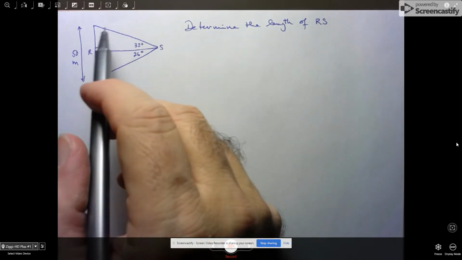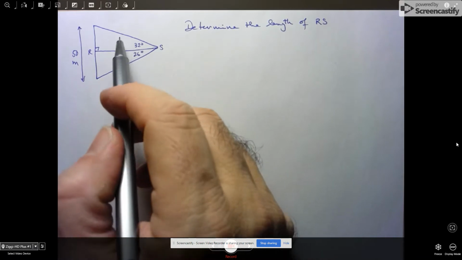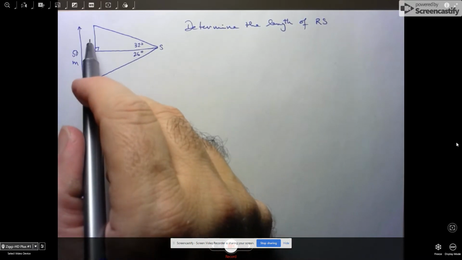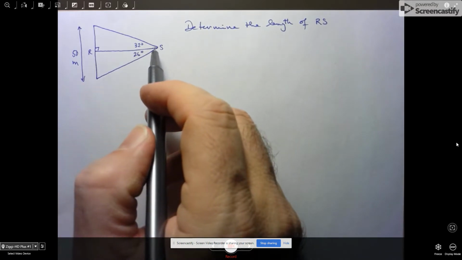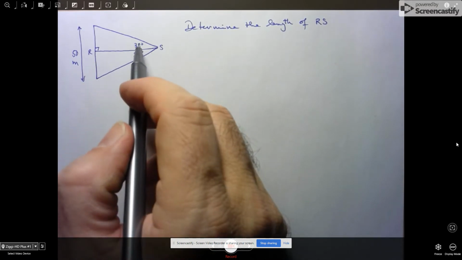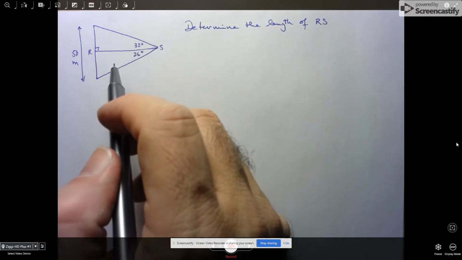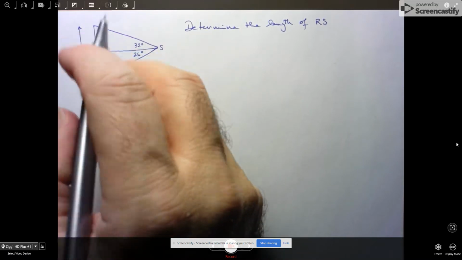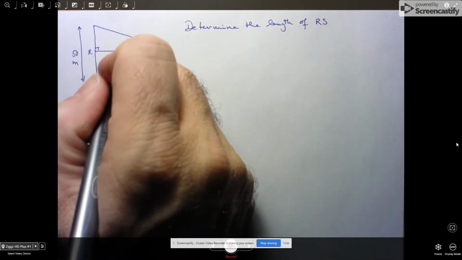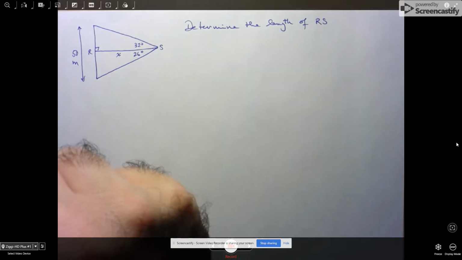I don't see any reason to work with the hypotenuses of either of these triangles, so I'm going to stick with working with these two opposite sides and this length here, RS, which is adjacent to both of these angles. So I'm going to be working with tan, all right? I'm looking for this length here, so I'll call it x. That's what I'm looking for.